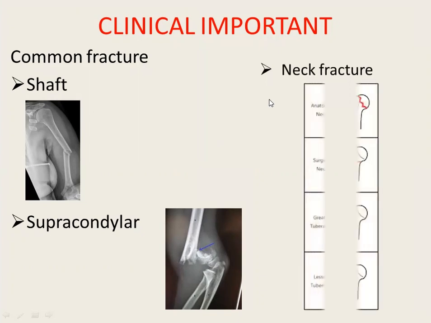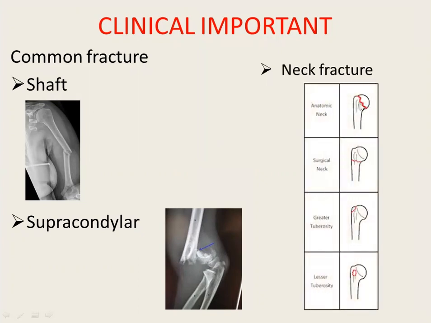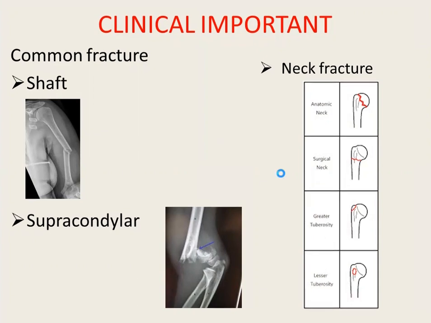Then the next one is the neck fracture. There is the anatomical neck. This one fracture. Then surgical neck fracture. Then also greater tuberosity fracture, then lesser tuberosity fracture. These are the clinical importance.